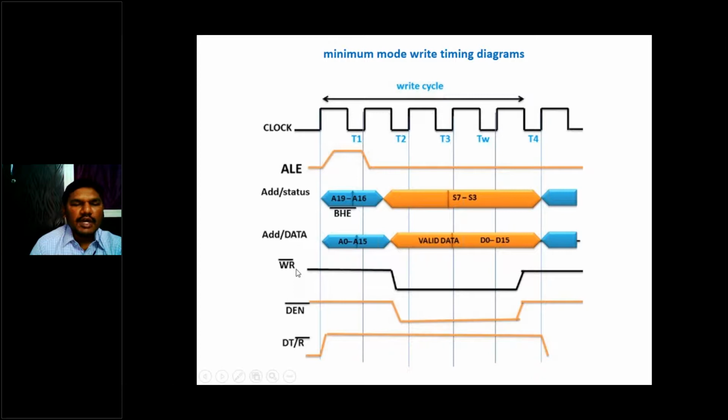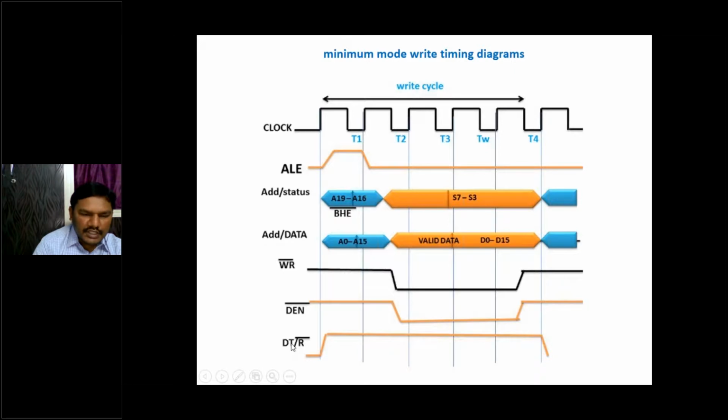So here you see the WR bar. WR bar means writing the data. When writing the data, this must be logic high. Writing means from the 8086 to external devices. So that's why here it is transmitting. Transmitting means DT/R bar.